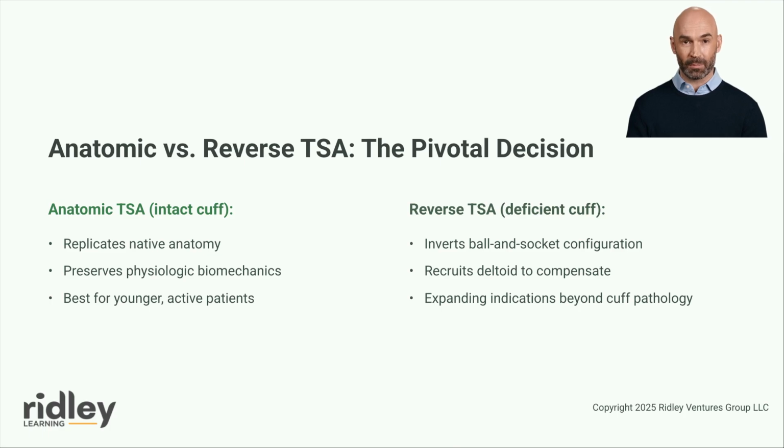This approach remains the preferred surgical intervention for patients with primary glenohumeral osteoarthritis who possess an intact rotator cuff and adequate glenoid bone stock. The procedure replicates native shoulder anatomy by replacing the humeral head and glenoid with prosthetic components that maintain normal ball and socket articulation, thereby preserving physiologic biomechanics and relying on rotator cuff integrity for joint stability and function.